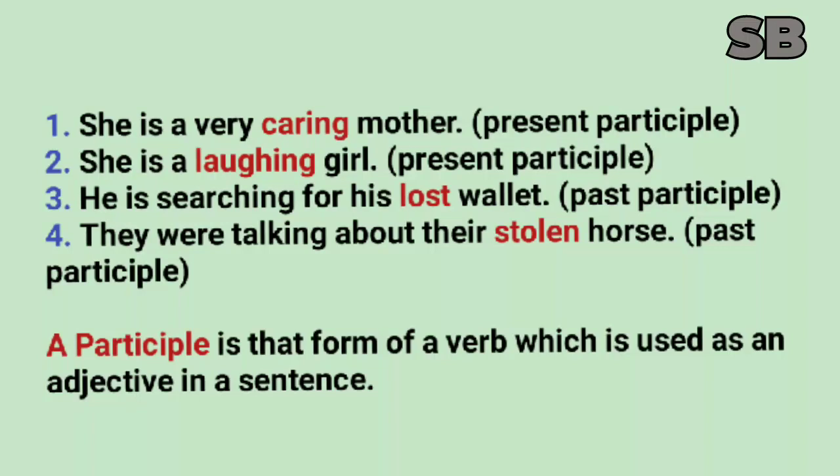The third sentence, he is searching for his lost wallet. Now here, wallet has been described as lost and functions as an adjective in the sentence. So it is the example of past participle. In the fourth sentence, they were talking about the stolen horse. Here the horse has been described as stolen and functions as an adjective in the sentence. So it is the example of past participle.